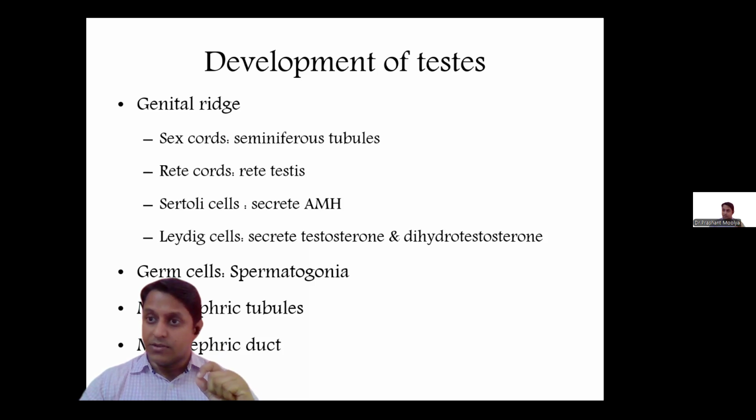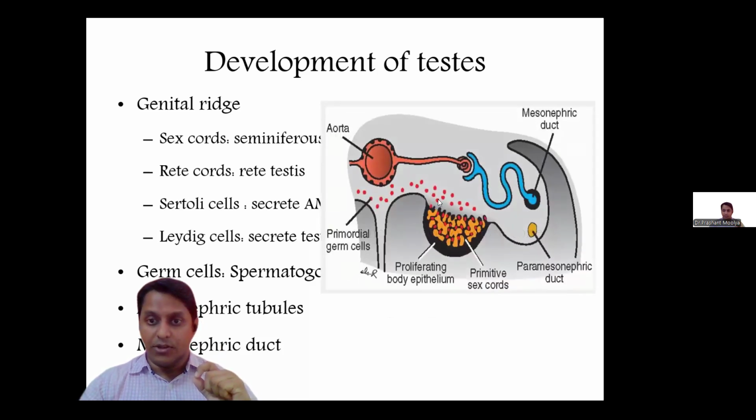As the SRY gene stimulates this genital ridge, which is shown here, this is the complete urogenital ridge, and this medial part is the genital ridge itself. We have seen before that in this urogenital ridge the mesonephros forms a mesonephric duct and the tubule systems, and even the paramesonephric duct forms in this. Now we will speak on the part where the gonads are developing. So now we are speaking about the testes.